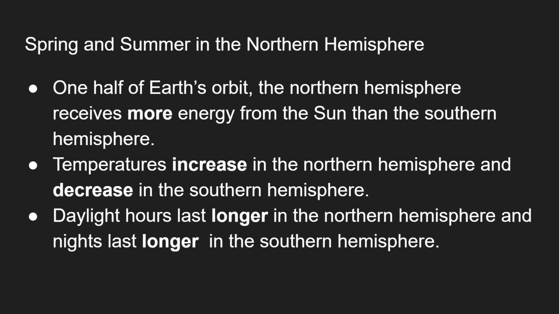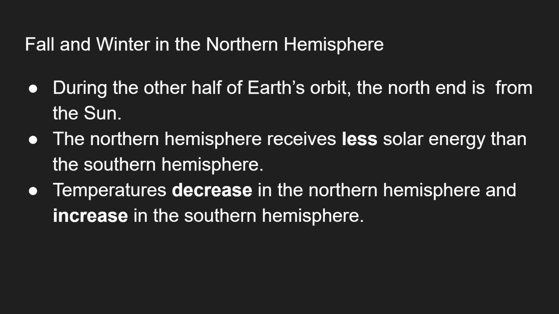The same thing that happens to us in winter happens to the southern hemisphere during their winter. And we're just reversed. So the southern hemisphere has winter and fall, or fall and winter, during the same time we have spring and summer, because they're on the opposite end of the Earth. And obviously I don't have to tell you why we're looking at the northern hemisphere, because we live in the northern hemisphere. Then with fall and winter in the northern hemisphere, it's the complete opposite.